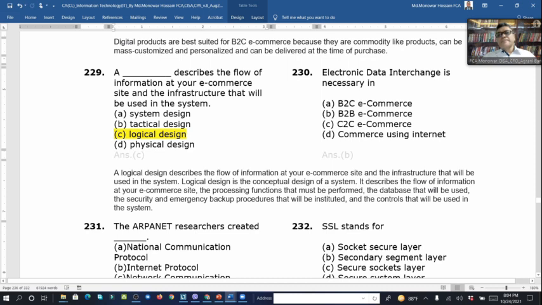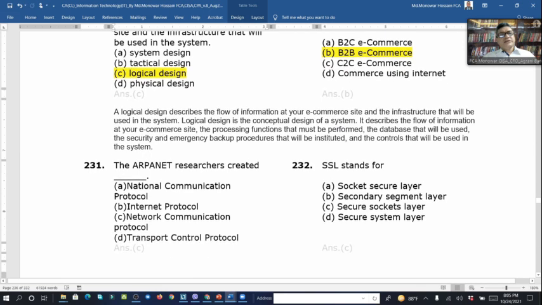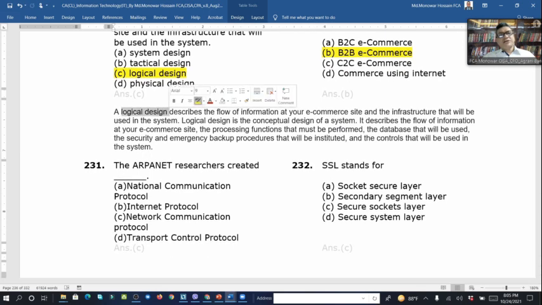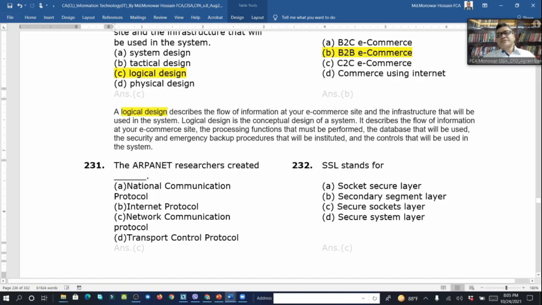Electronic data interchange is necessary in business to business e-commerce. A logical design describes, look here, what is the logical design? Logical design describes the flow of information of e-commerce site and the infrastructure that will be used in system. Logical design is the conceptual design of a system.